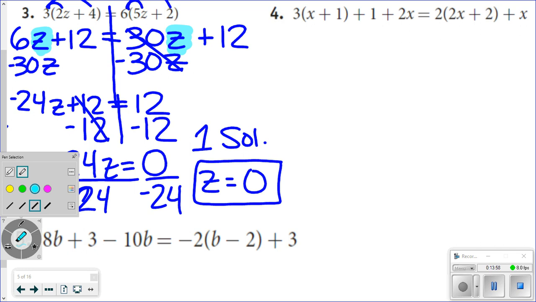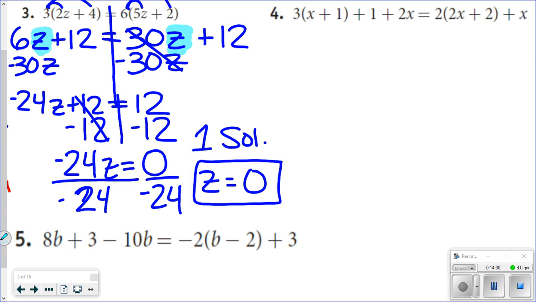If I was to plug in z equals 1, 6 times 1 is 6 plus 12. 30 times 1 is 30 plus 12. Those are not going to be equal. Same thing if we plug in 2 or 5 or 10, it's going to give us a false statement, which means the only solution, the only answer is 0, which is one solution.